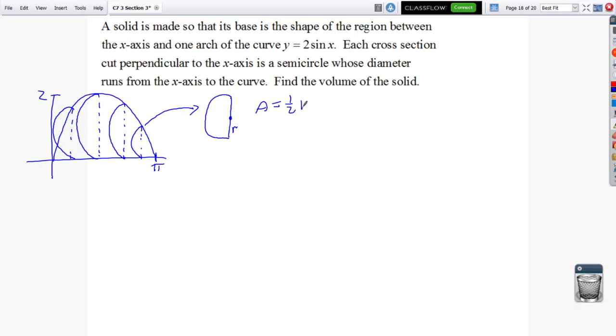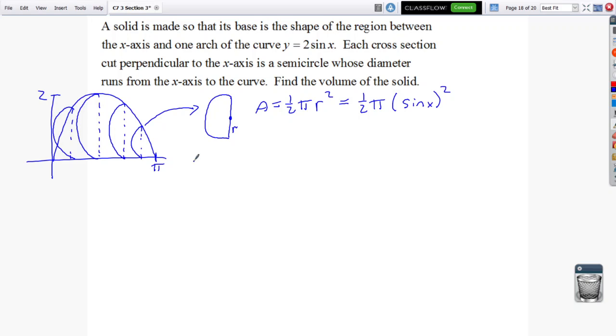So there's our semicircle. We know that the area of a semicircle is going to be half pi r squared, because it's half of a circle. Now we have to acknowledge what the r is here. Our diameter goes from 0 to the curve, so our diameter is going to be the y-coordinate of any point on that curve. Our radius is half of that, so our radius is half of y. Half of 2 sine of x gives us that the area of this cross-section is 1/2 pi times half of 2 sine, which is just sine of x, squared.